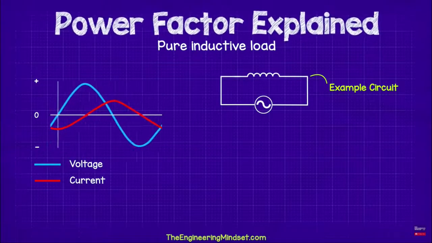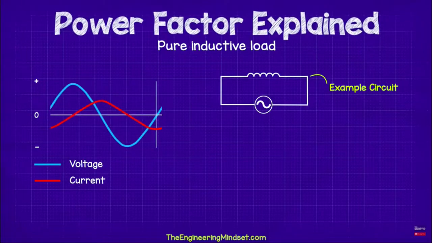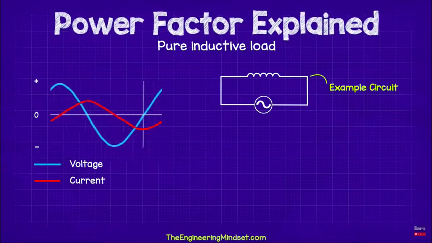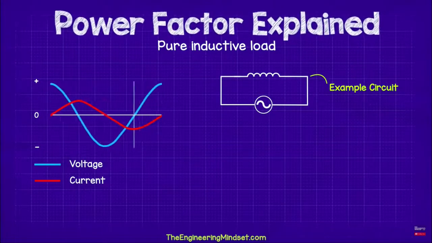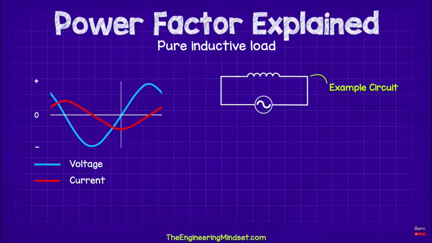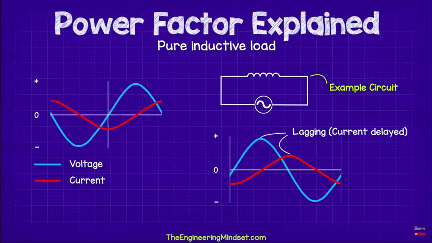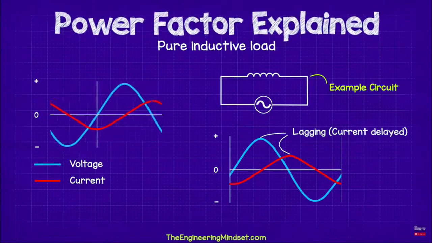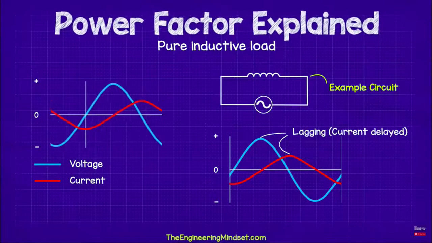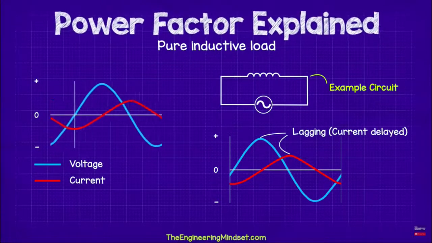But if we took an inductive load, such as an induction motor, then the coil's magnetic field holds back the current and results in a phase shift where the voltage and the current waveforms fall out of sync with each other, so the current passes through the zero point after the voltage. This is referred to as a lagging power factor.